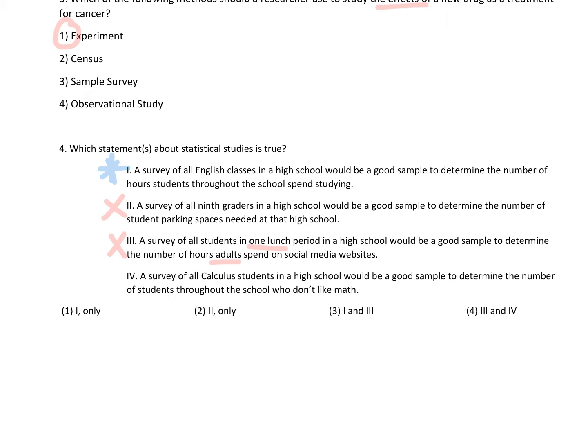The next one says a survey of all calculus students in a high school would be a good sample to determine the number of students throughout the school who don't like math. All calculus students is okay, but if you think about it, getting up to the calculus level, not every student gets up to that level, and also you're asking calculus students who don't like math. If you're up to that level, you most likely like math, so I'm going to go with choice 1 only.